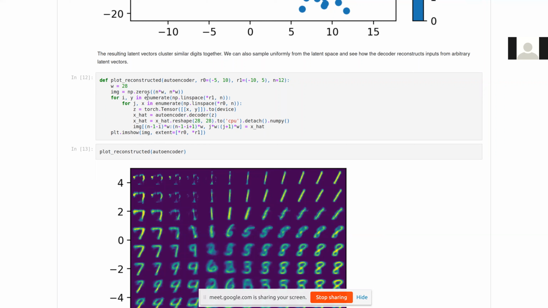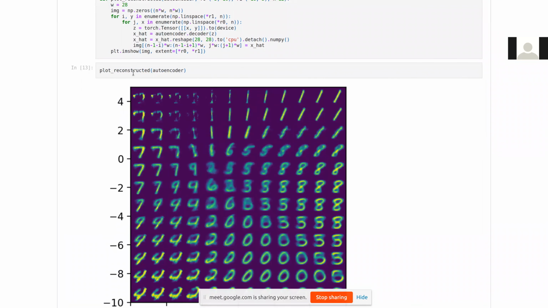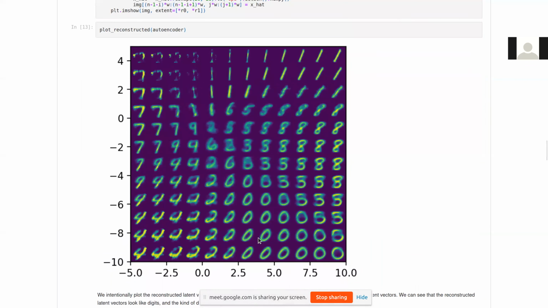So if we have something like this, a random vector set, and we give it to the decoder, then what will be the output? And then we try to visualize it here. So this is how the reconstructed autoencoder plot looks. You can see the images of 7, and as we are changing the vector set, it's morphing towards 8 and so on. But you can see that it's not very clear, right? It's not showing much transition as such.